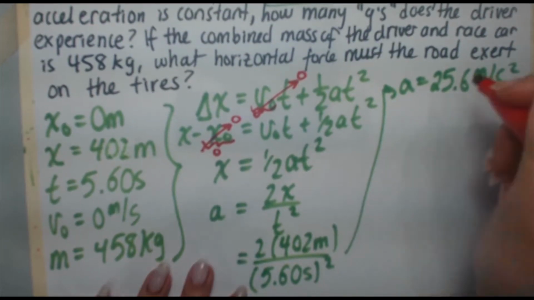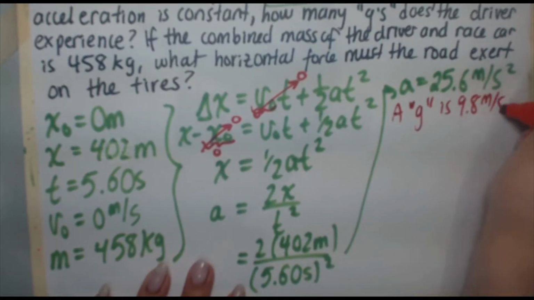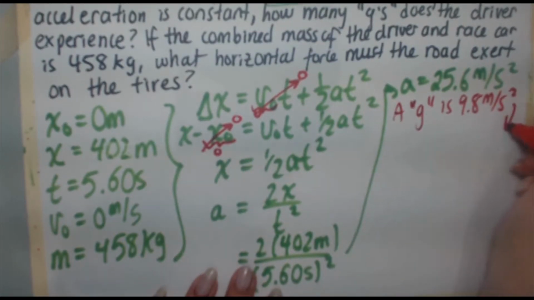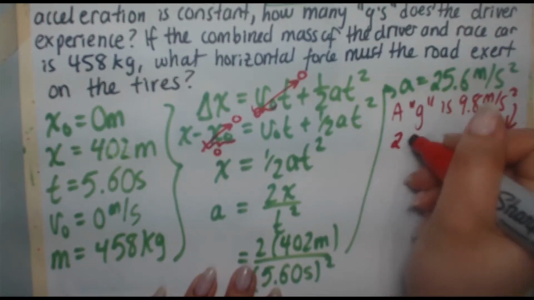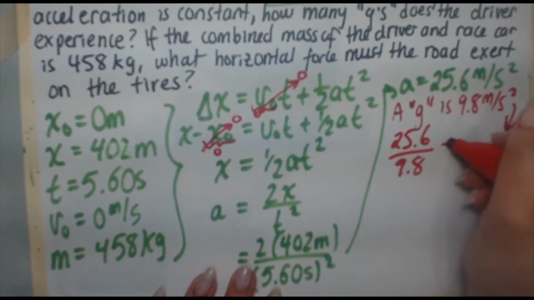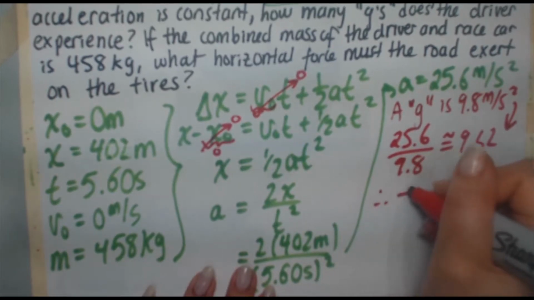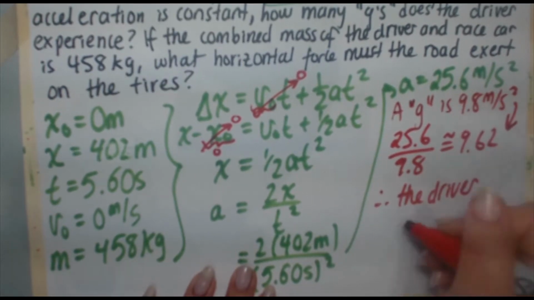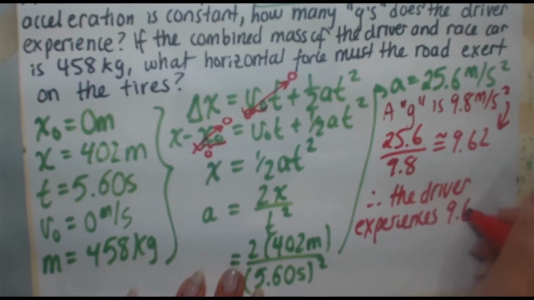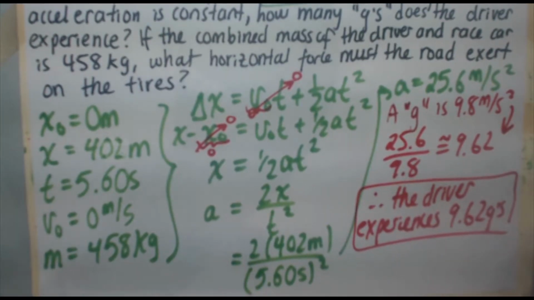A G is 9.8 meters per second squared, that's one factor of the acceleration due to gravity. So if we want to know how many G's there are, we simply take our acceleration, 25.6, and divide it by 1 G, which is 9.8, and you get approximately 9.62. Therefore, the driver experiences 9.62 G's. And that is your answer for the first part.